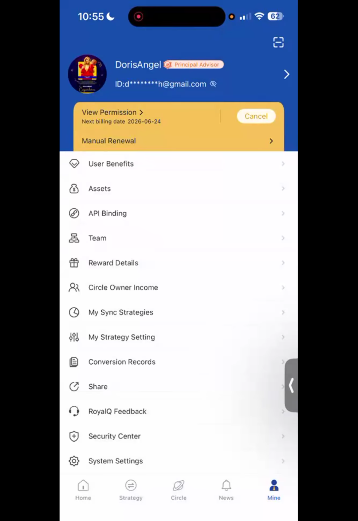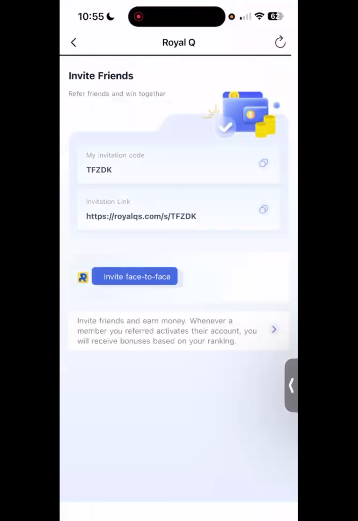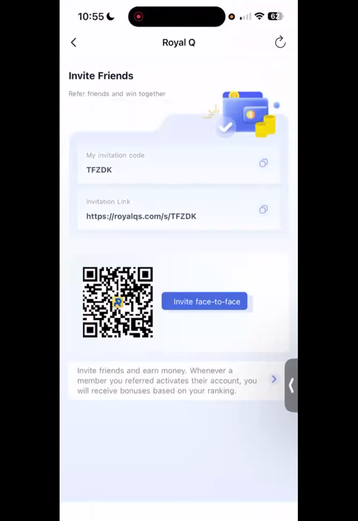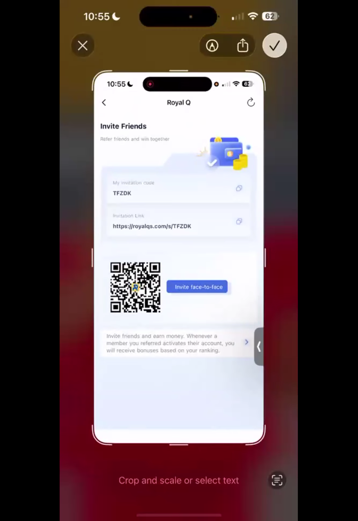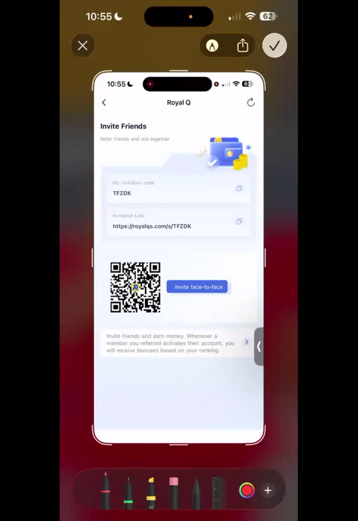Then let us go to share. So under the home button, we have invite friends. Under the mine button, we have share. So it all sends you to the same place. If you are interested in sharing the opportunity with someone, you can come here to copy your invitation link and share it with them. You invite them, refer them, and we win together.